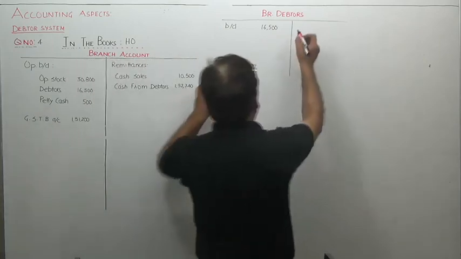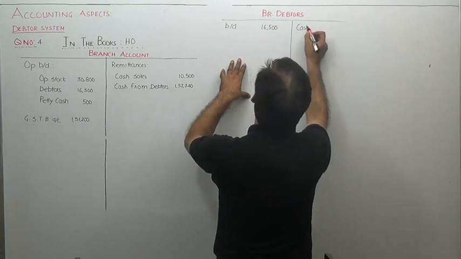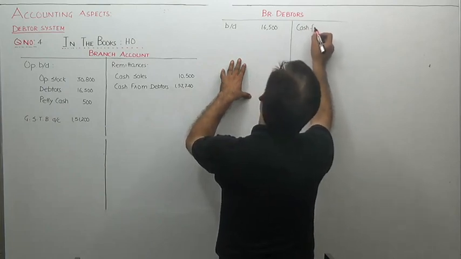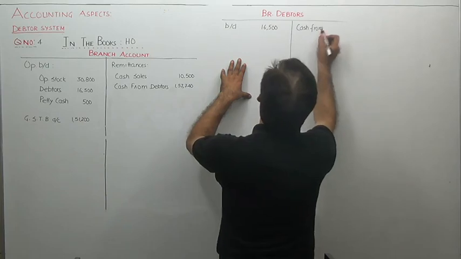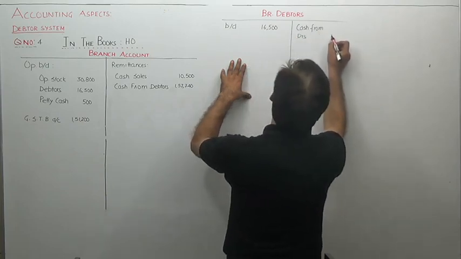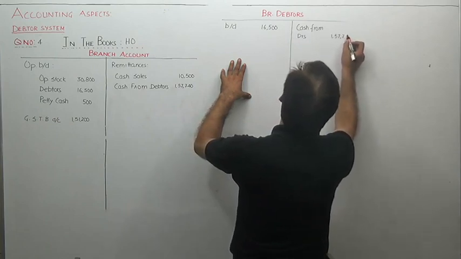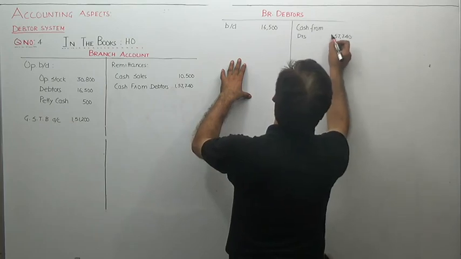Now, cash from debtors will also be written down over here. Cash from debtors given to you is 1,57,740.